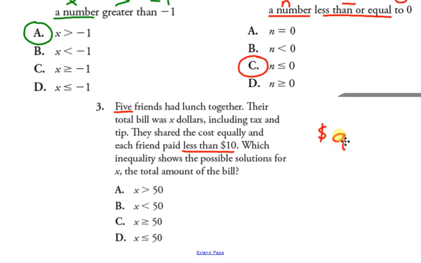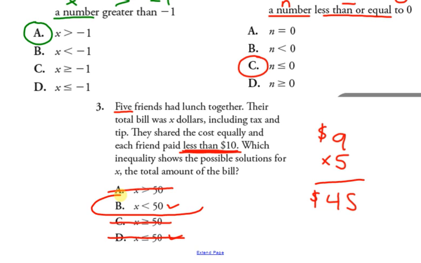Now, if they paid $9 each and there's 5 of them, how much was the total bill? 9 times 5. And that should give you $45. So which one of these would be true for X with the $45? Is 45 greater than 50? No. Is 45 less than 50? Yes. Is 45 greater than or equal to 50? No. Is 45 less than or equal to 50? Well, yes, it's less than or equal to, okay? But here's the big tricky part. Each friend paid less than $10. The only way we could get it to be equal to $50 is if each friend paid exactly $10. But they didn't. They paid less than $10, and so B would be your answer. That one is very tricky.